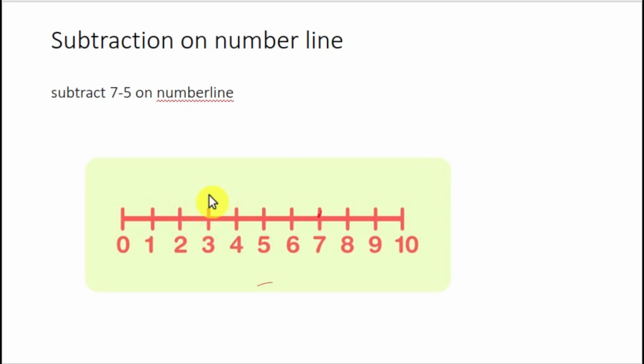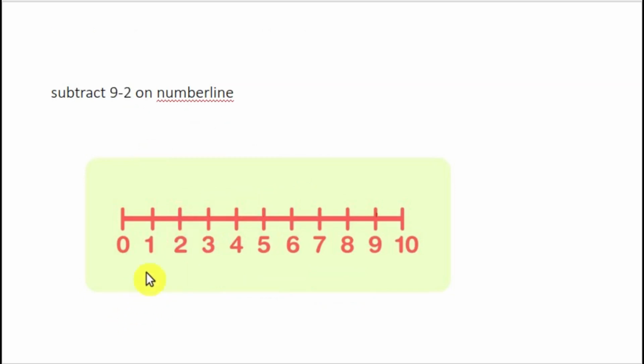Next, coming to subtraction on the number line. How to subtract on the number line? I told you, when we are adding, we have to go to the right side. When we are subtracting, we have to go to the left side. Understood? When we are subtracting a number, we have to go to the left side. We have to go to this place 7. So how to subtract? We have to go to the left side. How many moves? 5 moves to the left. So 1, 2, 3, 4, 5. So 7 minus 5 equals 2.